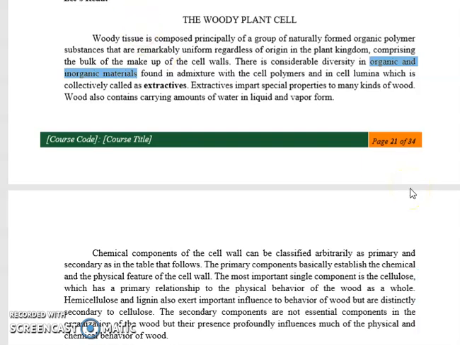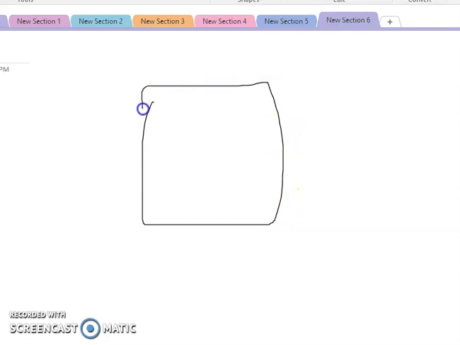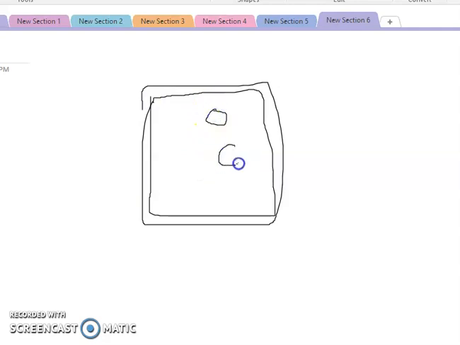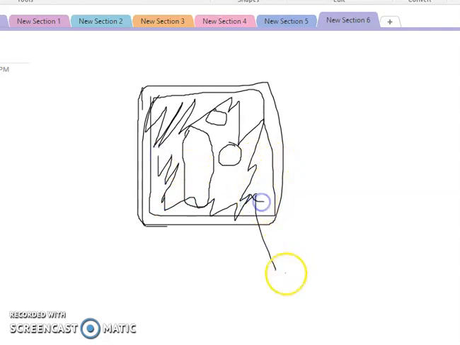Now, there's considerable diversity in organic and inorganic materials found in admixture with the cell polymers and in the cell lumina, which is collectively called extractives. Now, cell lumina, if you look closely at a cell, the outermost part is the cell wall, and then we have different organelles inside the cells. The cell lumina is anything that is inside the cell wall, which includes all the organelles. This is your cell lumina.